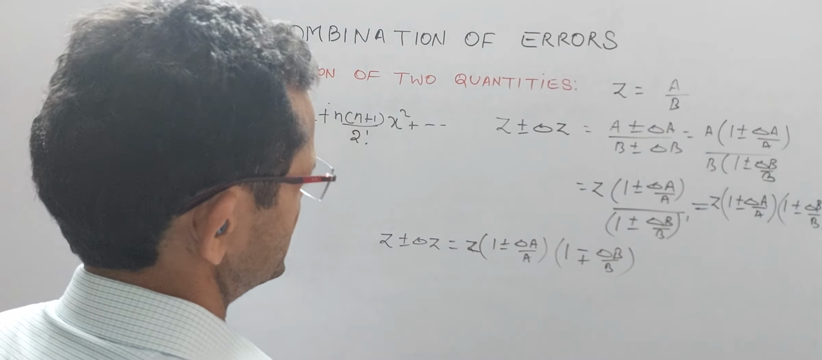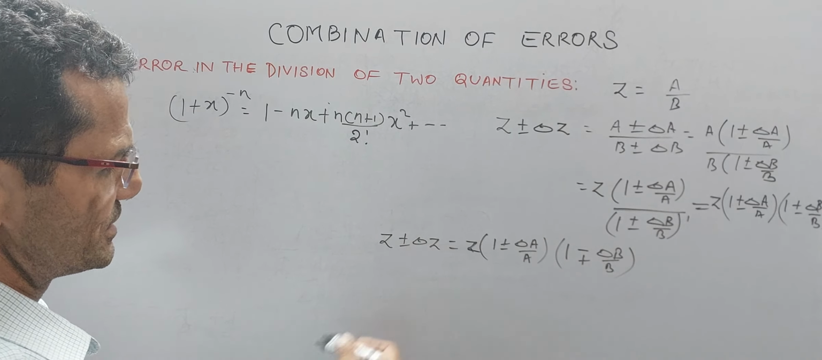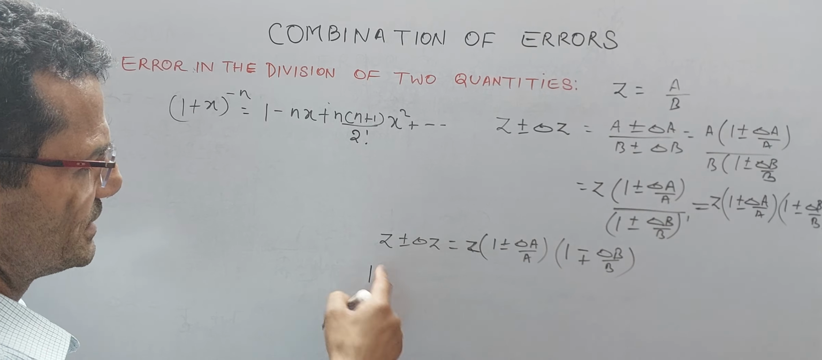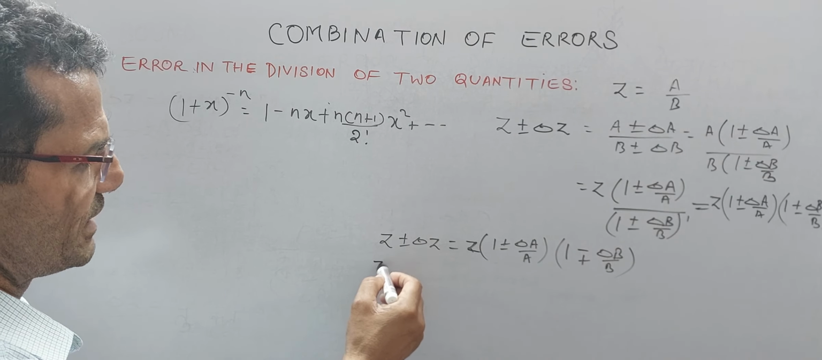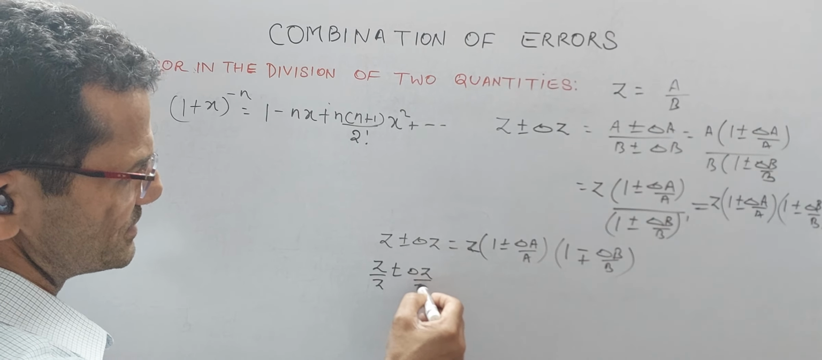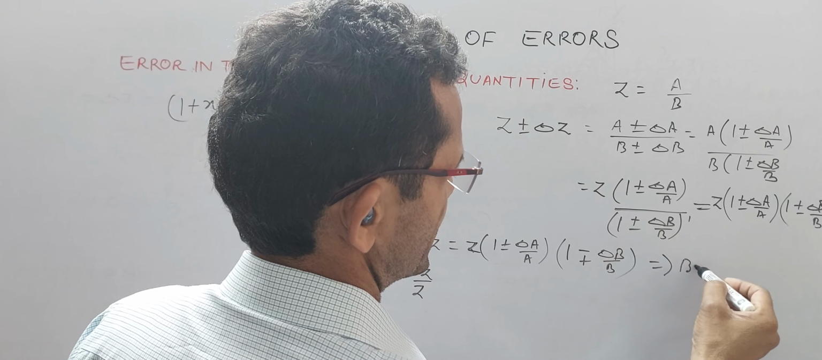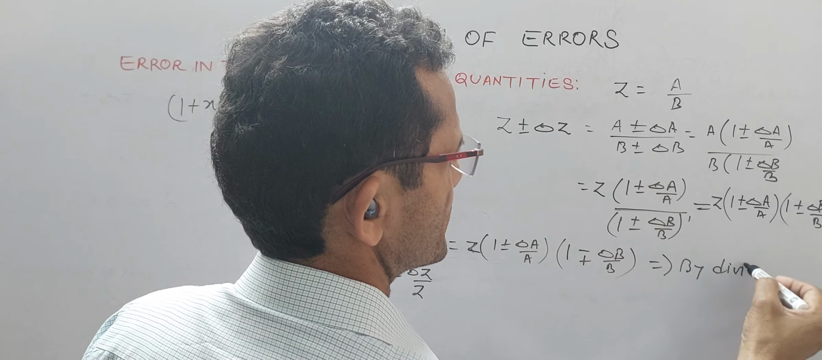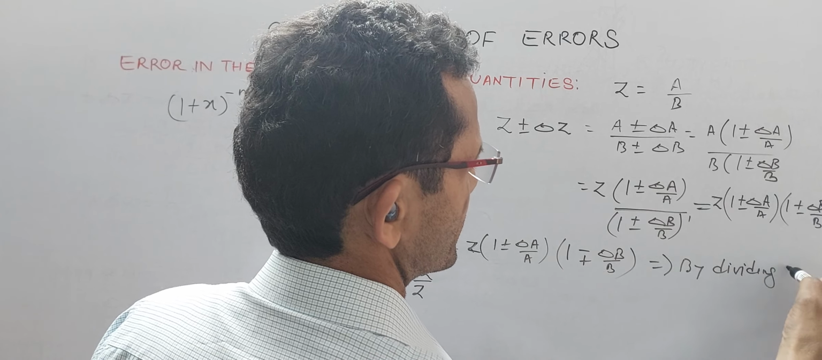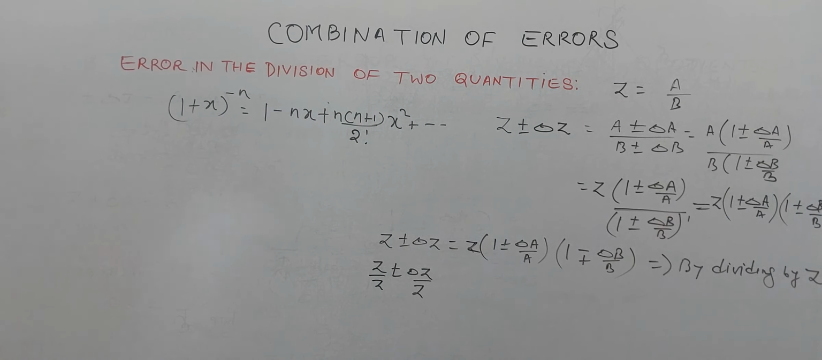Now after multiplication, if I divide the whole thing by Z, it becomes Z upon Z. Now this value becomes Z divided by Z plus minus delta Z upon Z. I have divided by Z.